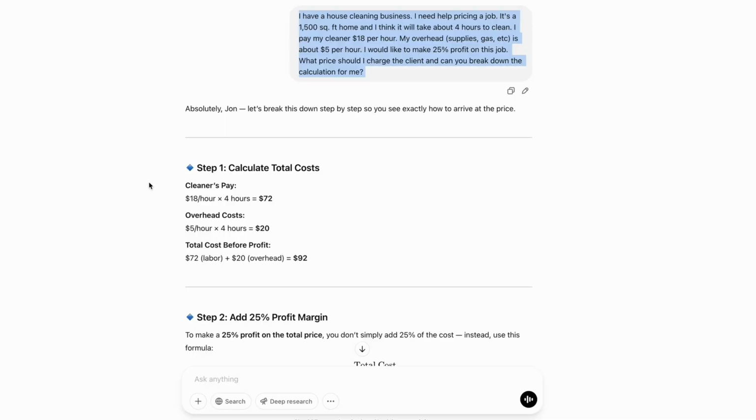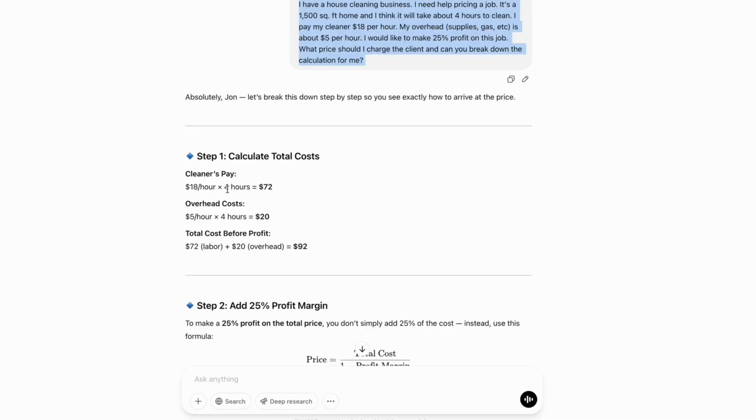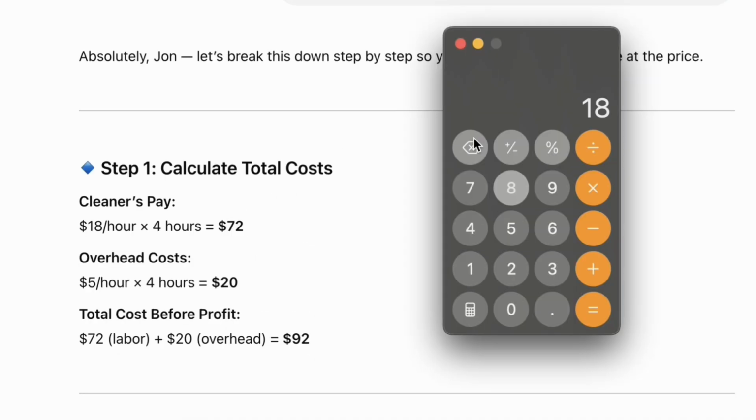So here's the pricing calculation. It says 18 by 4 is 72, right? So what we're going to do is open our calculator. So 18 by 4 is 72. And now 5 by 4 is 20. So we know that when you add 20, that becomes 92.